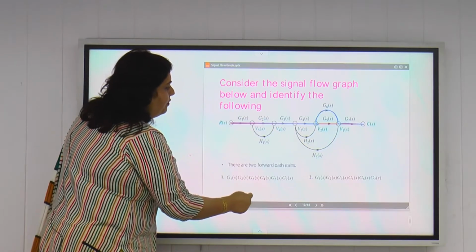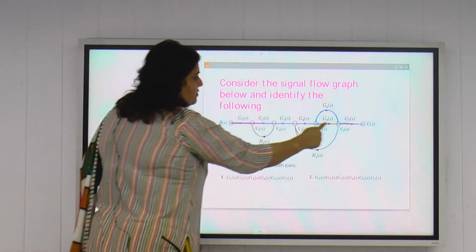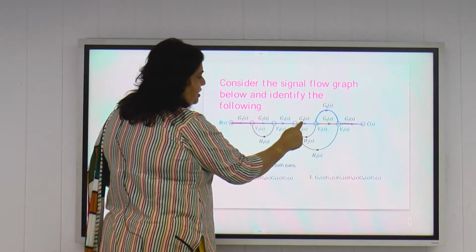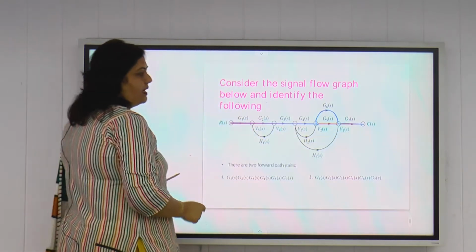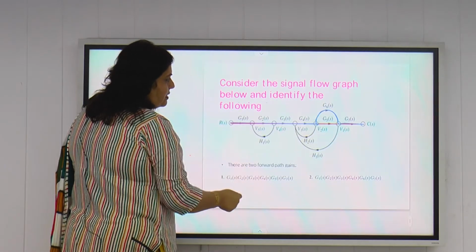So we can show one by one here. These are the forward paths I have already told you. One is this forward path G1, G2, G3, G4, G5, G7. Another is G1, G2, G3, G4, G6, G7. This is the second forward path that is shown by the blue color. So there are two forward paths we have already discussed.